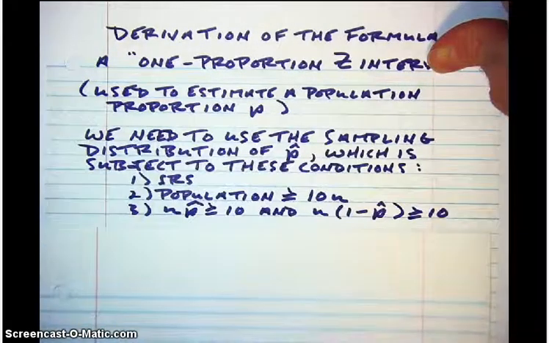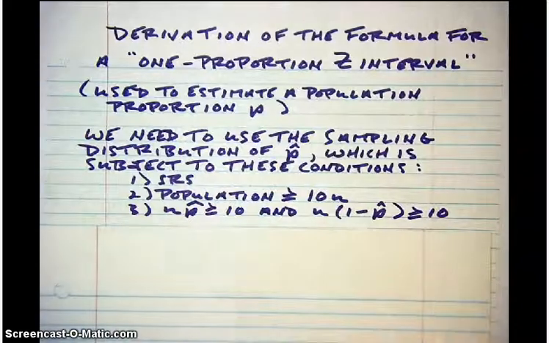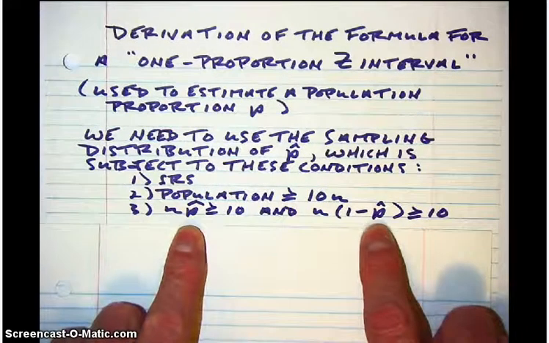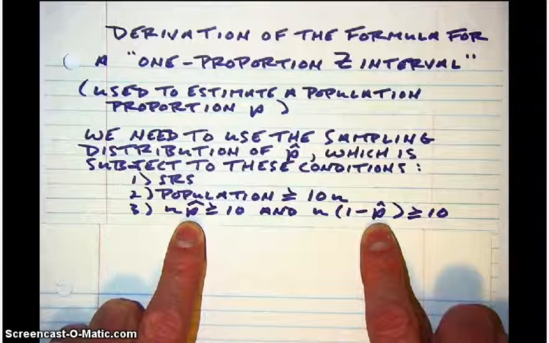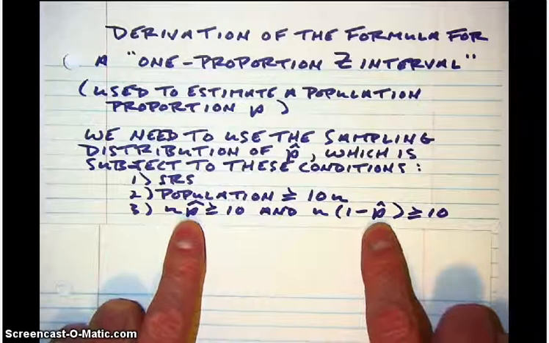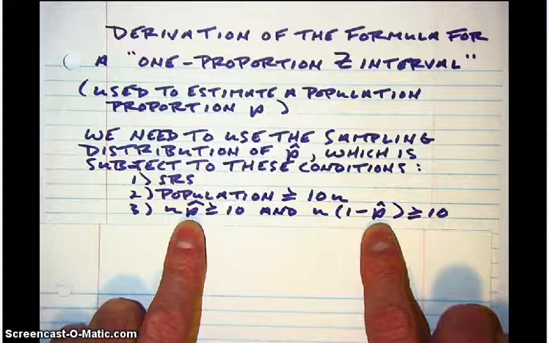In order to do that, we need to use the sampling distribution of p hat, the sample proportion. And that sampling distribution is subject to these conditions. You've seen these from Unit 9. We have to have a simple random sample, a population at least 10 times the sample size, and then n times p hat greater than or equal to 10, and n times 1 minus p hat greater than or equal to 10. Now in Unit 9, these values for p, where we have p hat, were p, the population proportion, and we don't know what that is. So we're trying to estimate it with p hat, and we're going to use p hat in here on condition number 3 to check that condition.